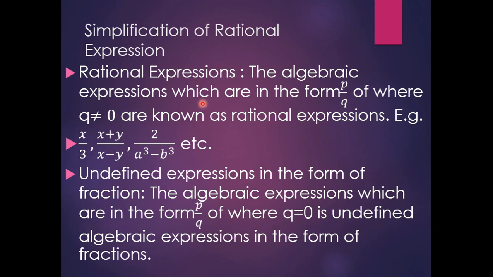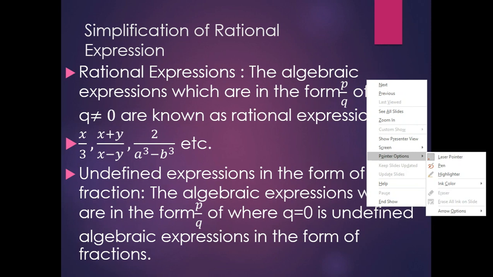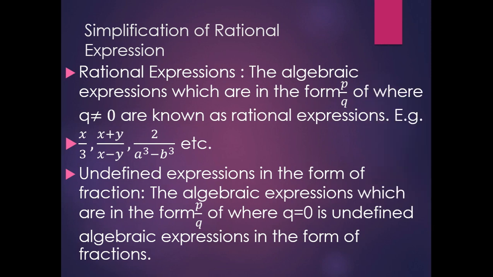The algebraic expressions which are in the form of p over q, where q is not equal to 0, are known as rational expressions. That means the denominator is not equal to 0, because if the denominator is equal to 0 then the expression will be undefined.